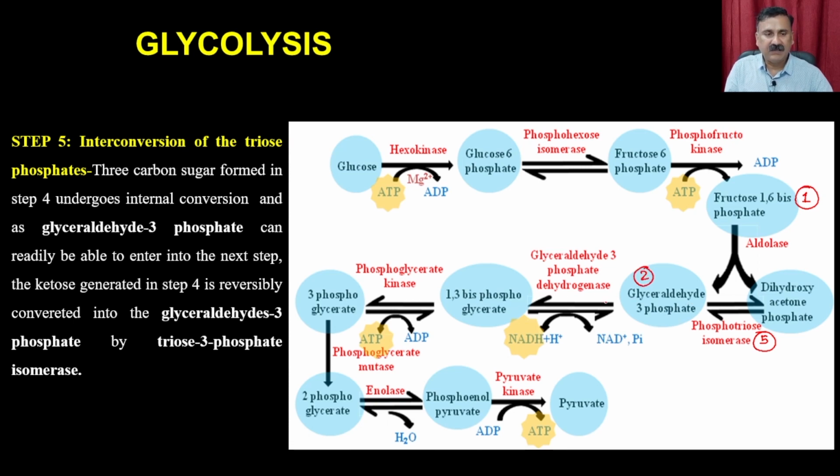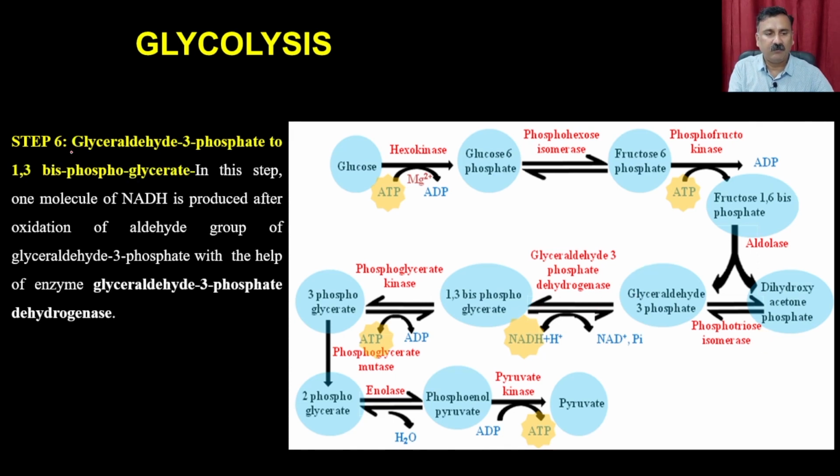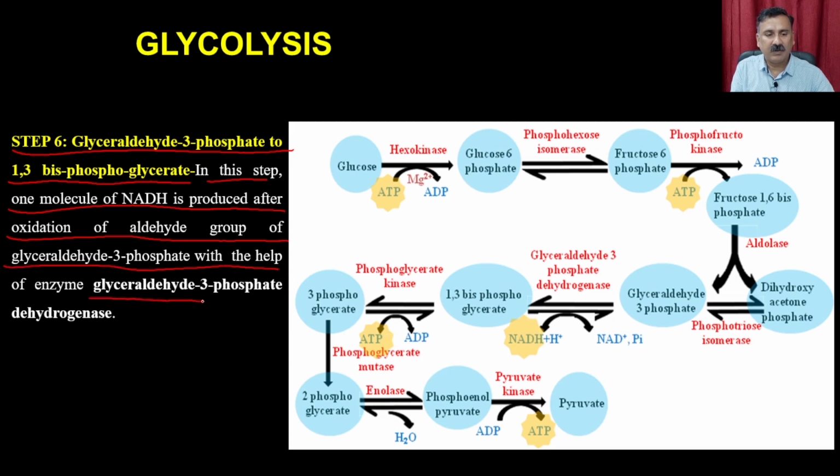Now, at this stage, it is going to catalyze another reaction, and that is step number 6. In step number 6, the glyceraldehyde 3-phosphate is going to be converted into 1,3-bisphosphoglycerate, and in this step, one molecule of NADH is produced after the oxidation of the aldehyde group of glyceraldehyde 3-phosphate with the help of an enzyme called glyceraldehyde 3-phosphate dehydrogenase.